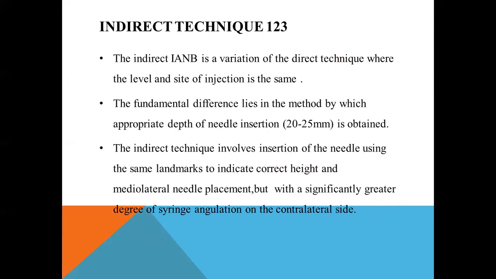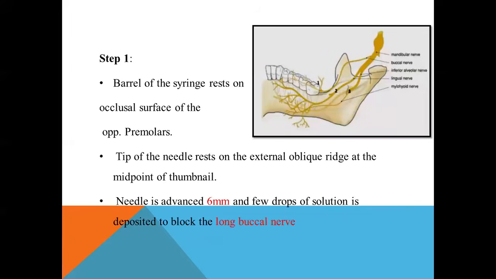Coming to the main part, there is an indirect technique, Fisher's 1, 2, 3 technique. What is Fisher's 1, 2, 3 technique? I'm not going into detail because I don't want to confuse you people. Remember the points needed for your MCQs. In step 1, you anesthetize the buccal nerve. In step 2, you anesthetize the lingual nerve. In step 3, you anesthetize the inferior alveolar nerve.